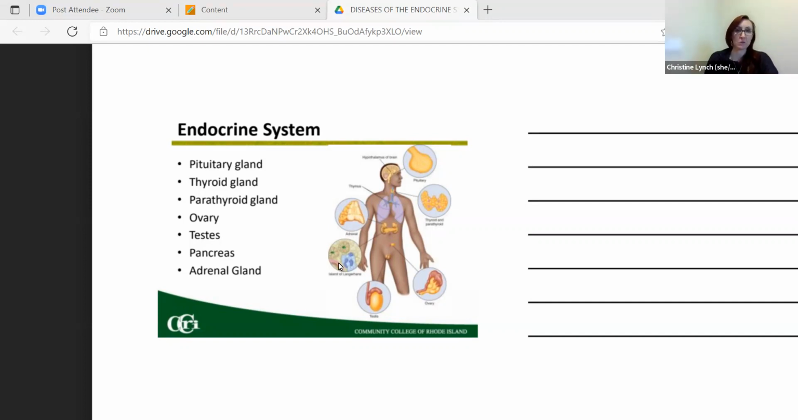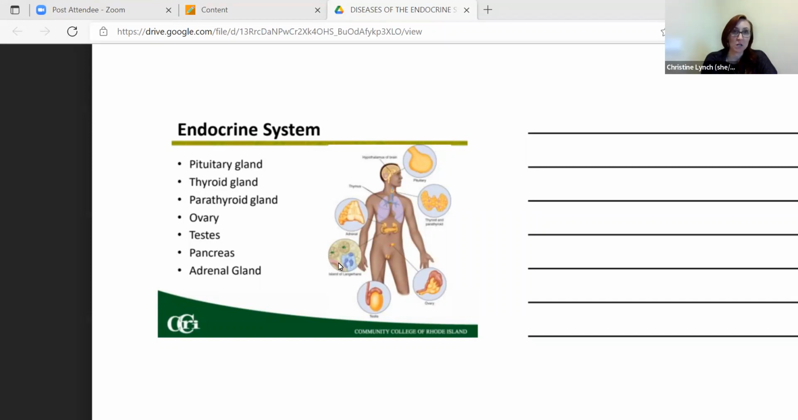And then we have the thyroid gland and the parathyroid gland, and those both sit in the throat. The ovaries are in the abdomen in women. The testes are in the gonads in men. The pancreas contains the islets of Langerhans, and those maintain the blood glucose levels. And then we have the adrenal glands, and those are located just above each kidney.